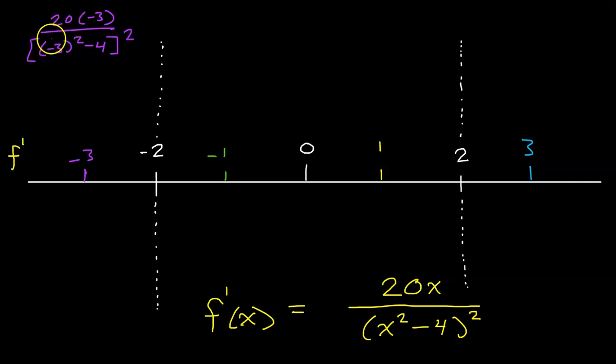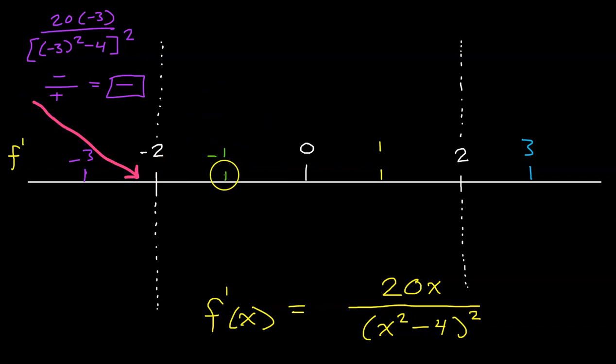So what's going to happen? In the denominator, we have 9 minus 4, which is 5, and that's going to be squared. So we're going to have a positive number in the denominator, and we have a negative number in the numerator. So that's going to give us overall a negative value for this interval. That tells us that the function will be decreasing in this interval. So I'll just indicate that with a downward sloping line for this interval.